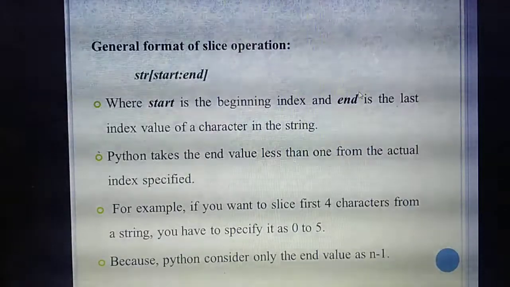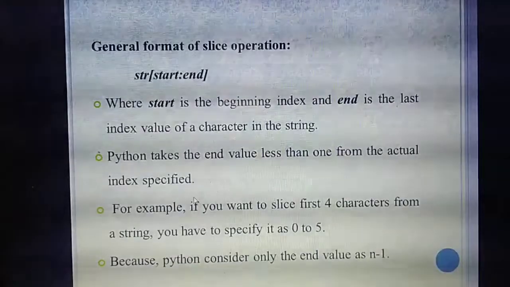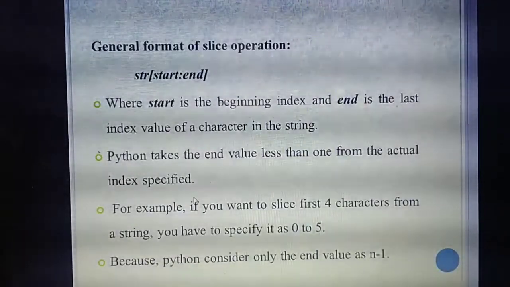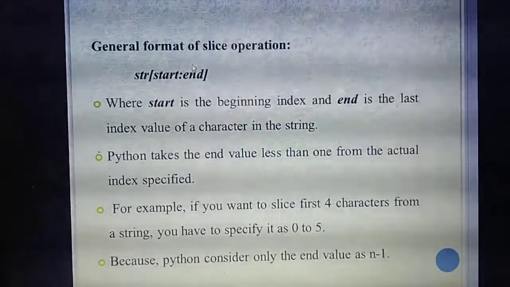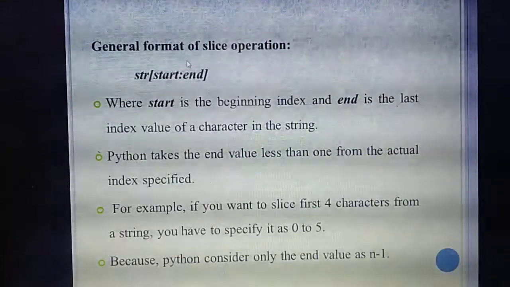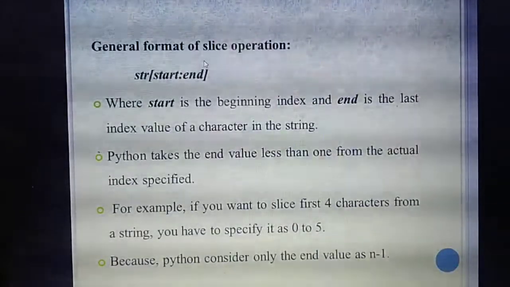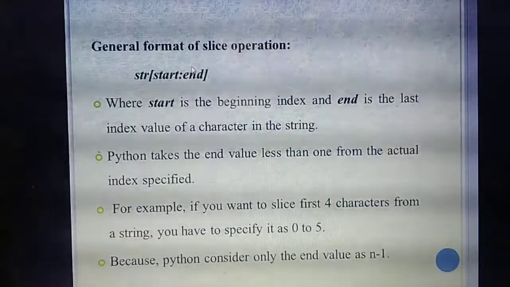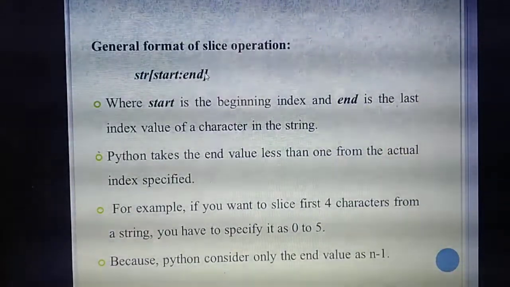Also, you have already studied that Python will take the last index value as n minus 1. That means the last value less than 1. You have already studied that. So here also, if you give 5, it will slice up to 4. For example, if I give 1 colon 6, it will slice 1 to 5. That means last value minus 1. In Python, the index value will always take the last value n minus 1.